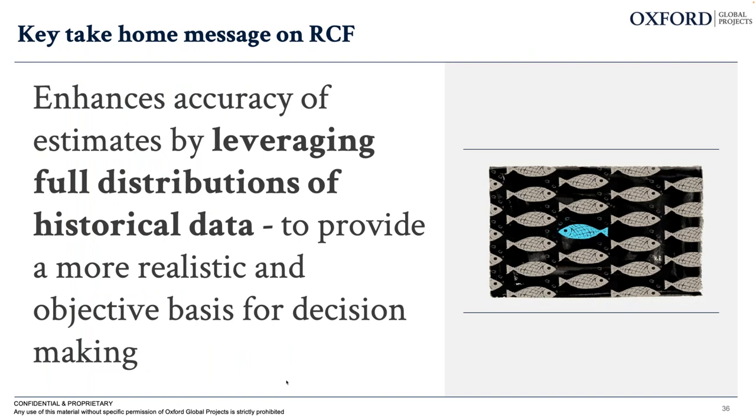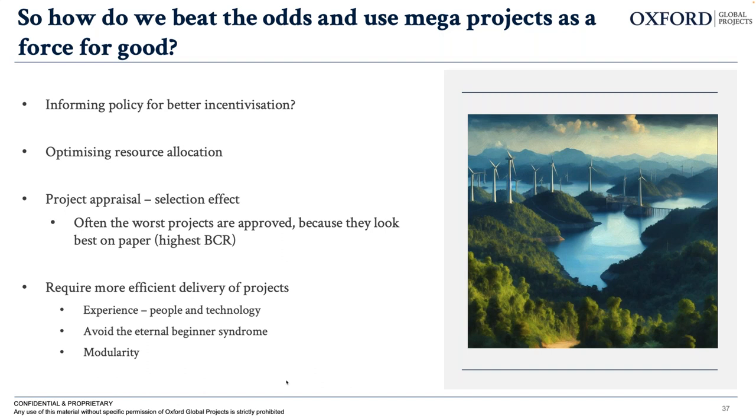So I want to wrap up here by saying the key take-home message from this talk on reference class forecasting is to remember that it enhances the accuracy of estimates by leveraging the full distribution of historical data to provide you with a more realistic and objective basis for decision making. And so just a final little blurb from my side before we go into a Q&A discussion.